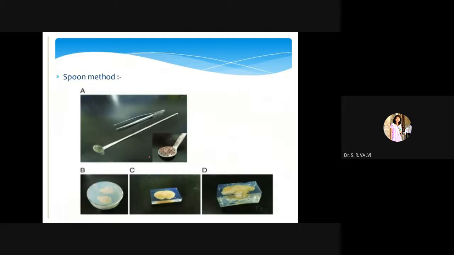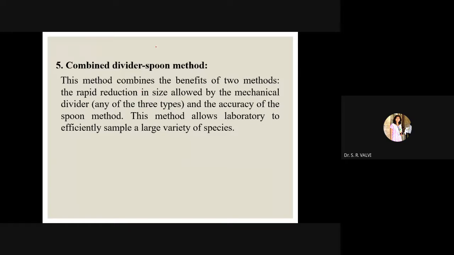Now here you can see I have included the images. So this is the spatula, which is used to remove the seeds from the tray. Now see the combined divider spoon method. The divider is the mechanical divider that I mentioned in the first method, and the spoon is method number four. So this is the fifth method, a combination of the mechanical divider method and the spoon method.